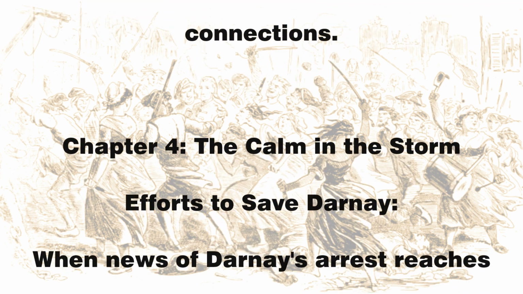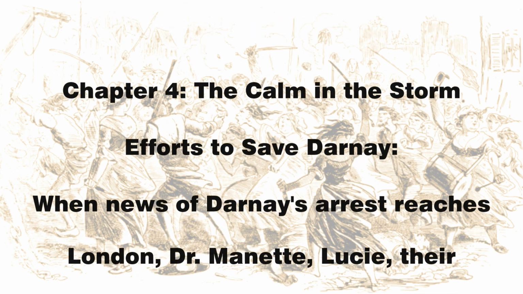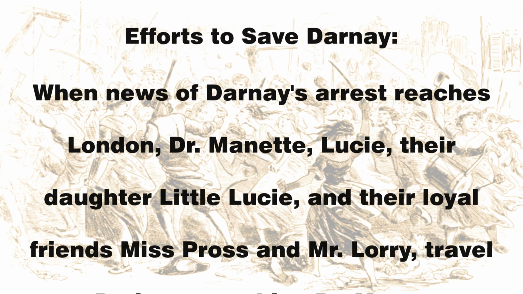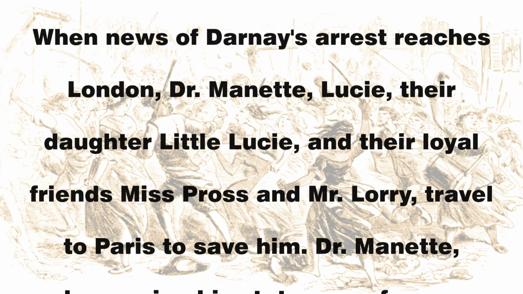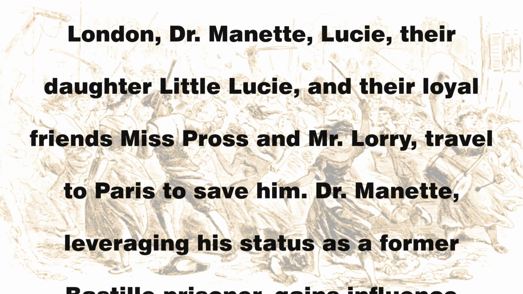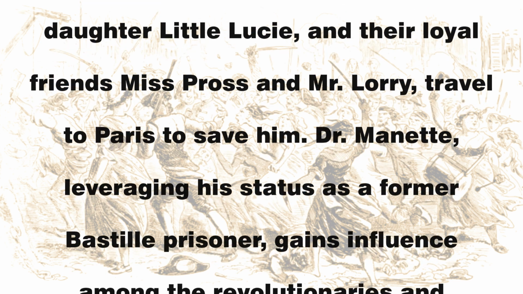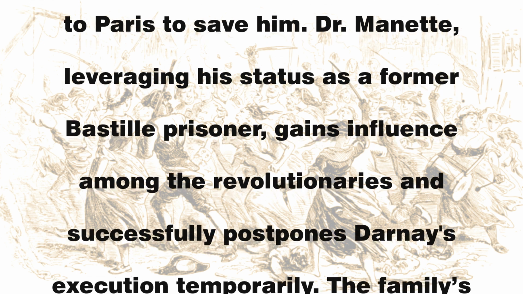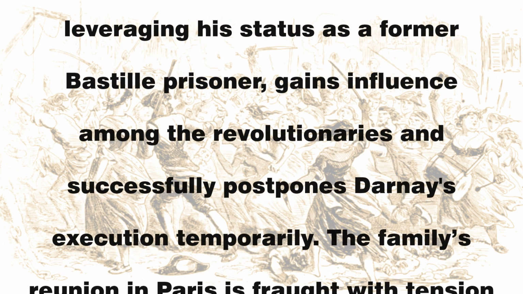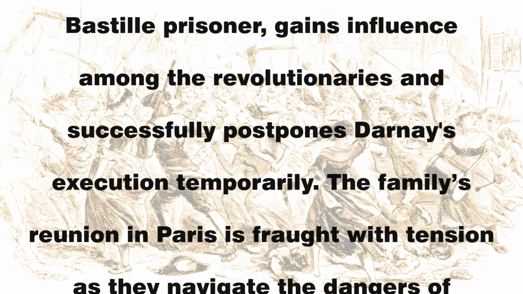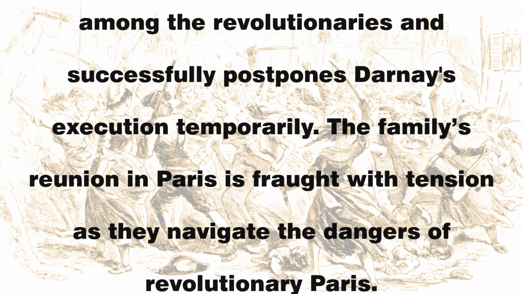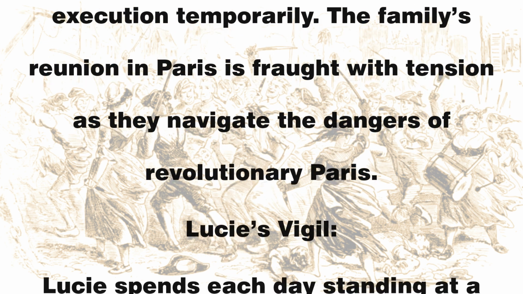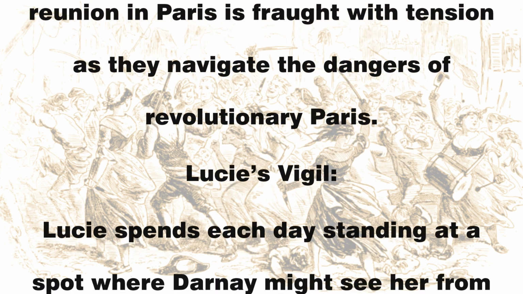Chapter 4, The Calm in the Storm. Efforts to save Darnay. When news of Darnay's arrest reaches London, Dr. Manette, Lucy, their daughter little Lucy, and their loyal friends Miss Pross and Mr. Lorry travel to Paris to save him. Dr. Manette, leveraging his status as a former Bastille prisoner, gains influence among the revolutionaries and successfully postpones Darnay's execution temporarily. The family's reunion in Paris is fraught with tension as they navigate the dangers of revolutionary Paris.